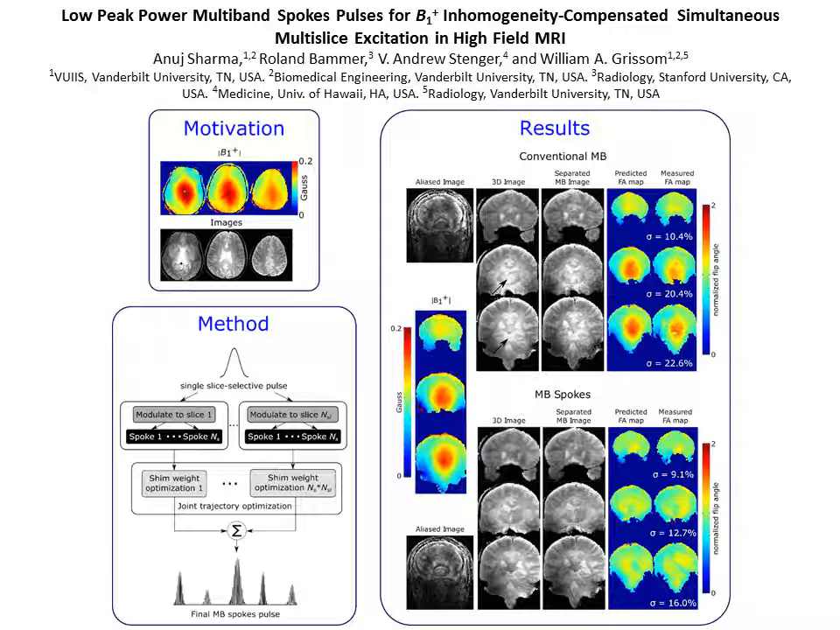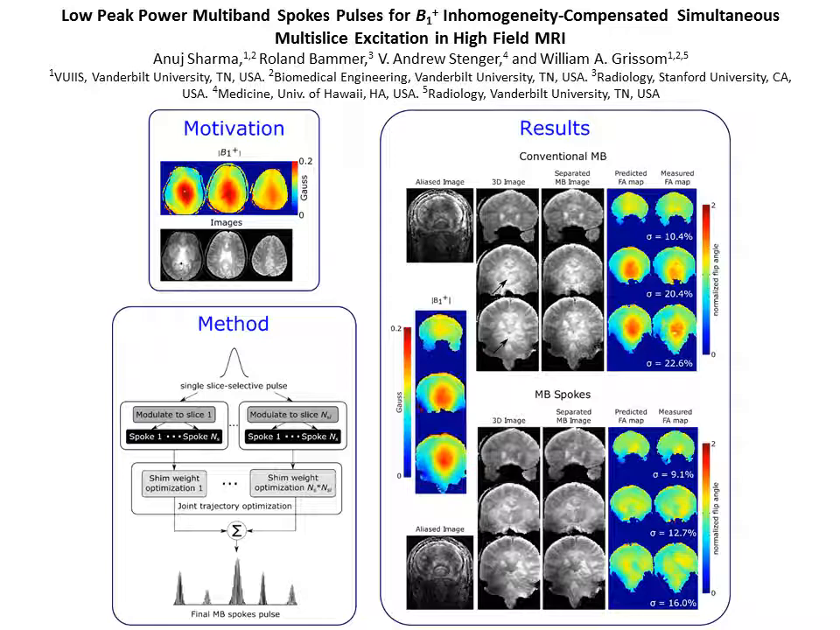The results figure on the right side of the slide shows in vivo images acquired in one of the subjects using a 7 Tesla MR scanner. The B1 plus maps measured in 3 slices using a birdcage coil show the typical amplification of the transmit RF field near the center of the head.